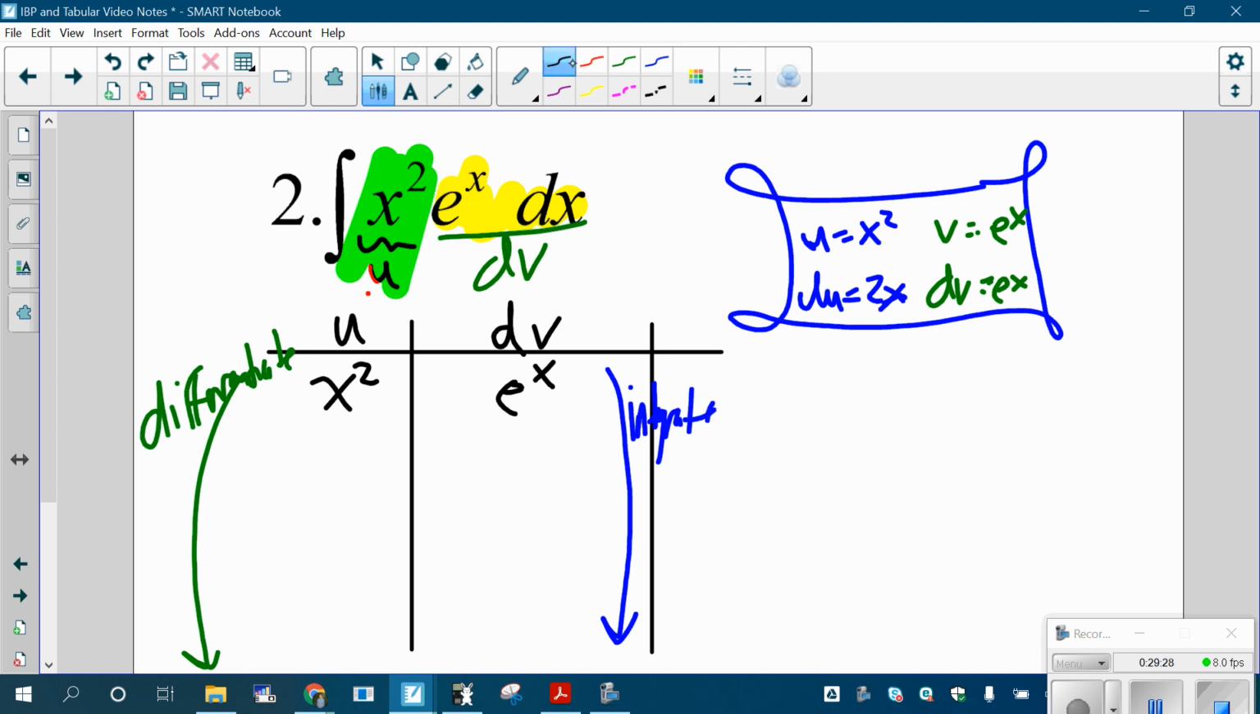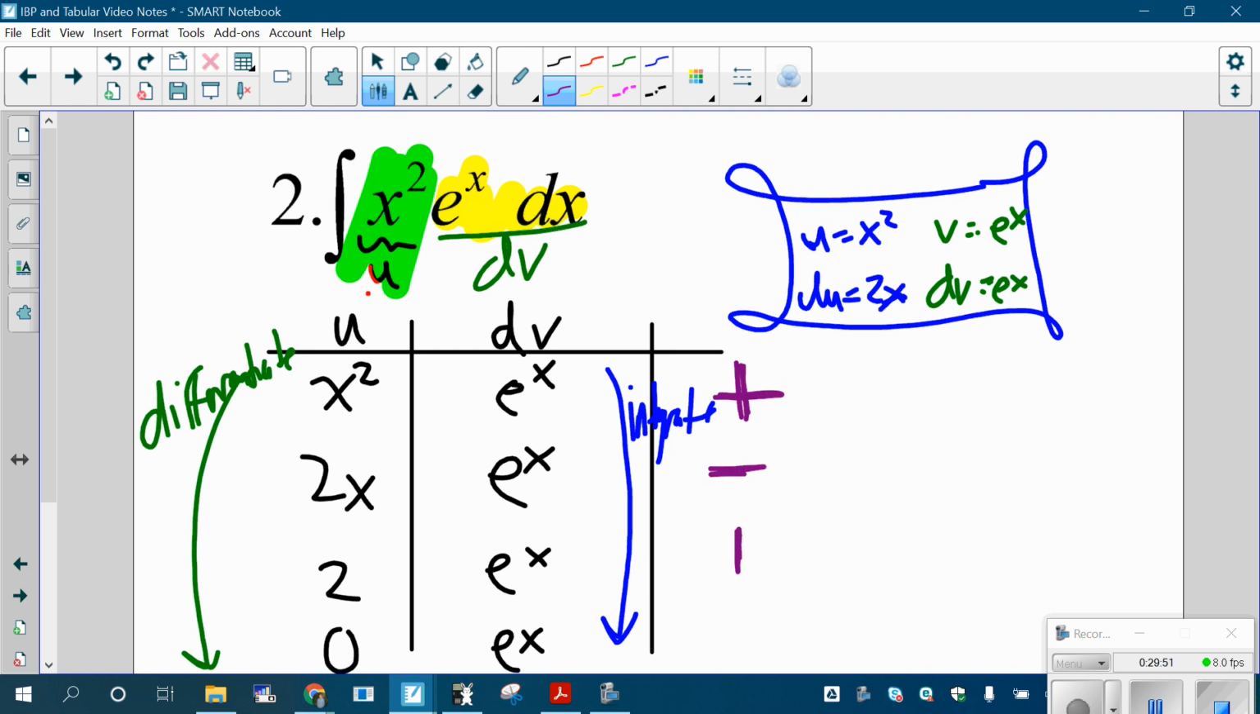Okay. What's the derivative of x squared? 2x. What's the derivative of 2x? 2. What's the derivative of 2? 0. What's the antiderivative of e to the x? E to the x. What's the antiderivative of that? E to the x. And again, e to the x. Okay. In this third column, we're just going to list plus and minus signs. We're always going to start out with a plus, and we're just going to alternate: plus, minus, plus, minus. This all needs to be lined up. The reason it's called tabular integration by parts is that you are making a table.